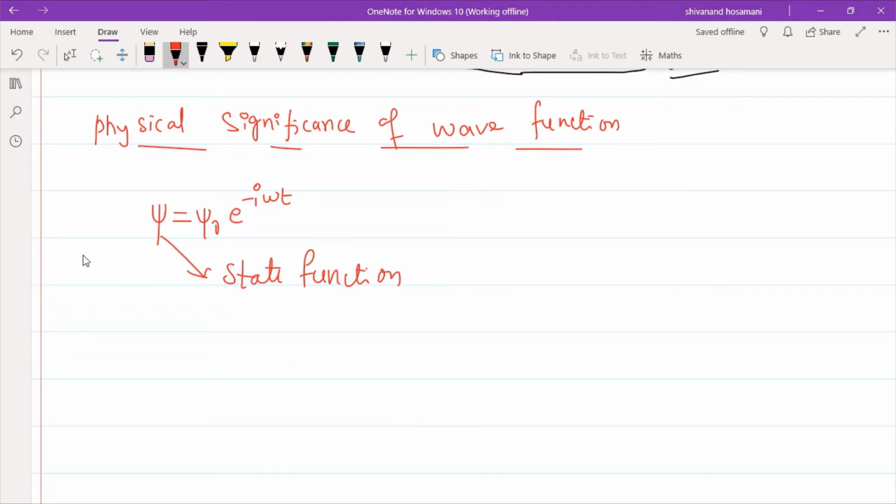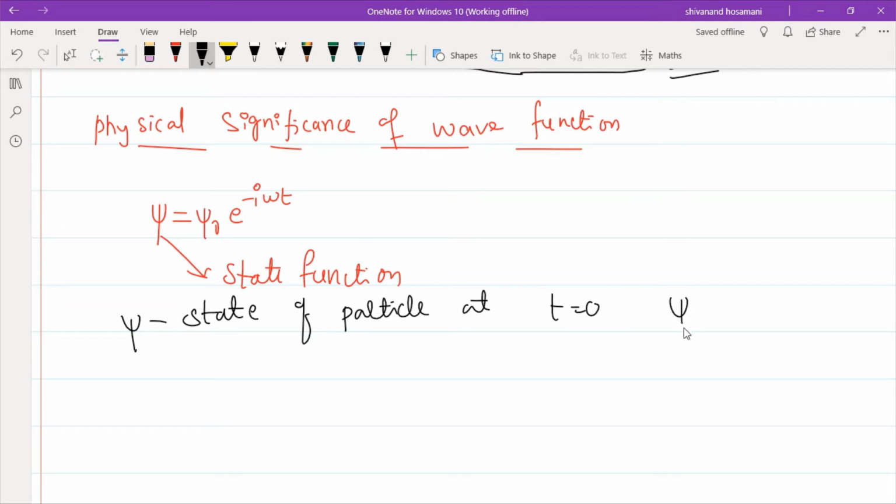Before going to the physical significance of this wave function, let us first understand the properties of this wave function, right? The properties of wave functions: psi tells about the state of the particle at time t is equal to 0. What is its position? That is only dependency on position, that is psi of x, we write, right?